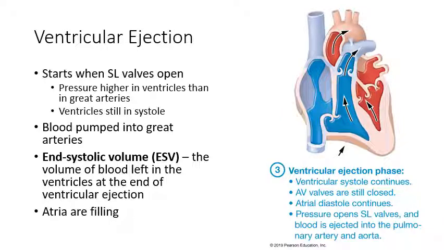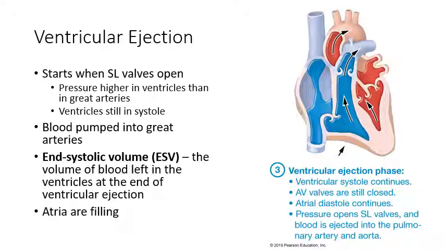So the next phase is ventricular ejection, and that begins as soon as pressure in the ventricles has risen high enough that the SL valves are pushed open. So you always have a lot of pressure in the great arteries, especially in the aorta. So the pressure in the ventricles has to be very high to get higher than the pressure in the arteries and be high enough to actually open the SL valves. When those valves open, ventricular ejection begins and blood will leave the ventricles. So the ventricles are remaining contracted for this entire phase, and blood is leaving the ventricles through the SL valves into the great arteries.